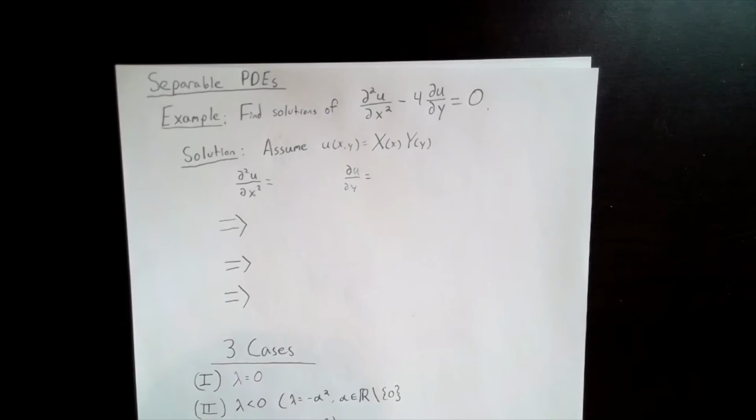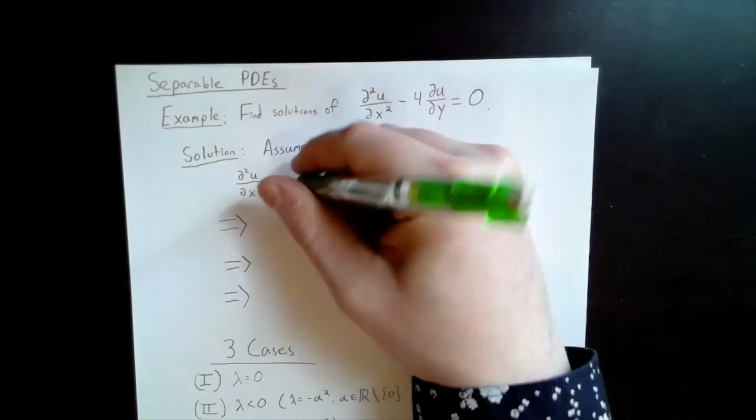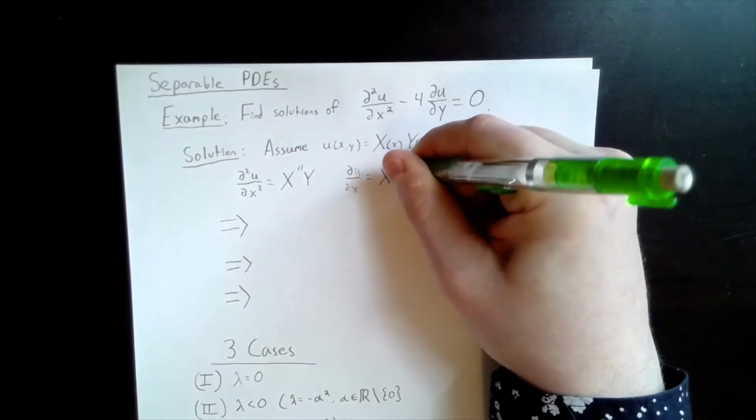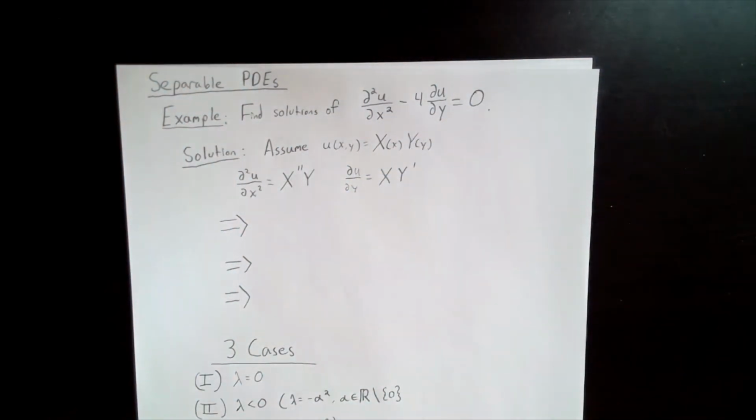In order to find a solution, we can assume that the solution, u of x and y, is separable. Then the derivative terms present in our PDE, the second partial derivative with respect to x, and the first with respect to y, have this form.